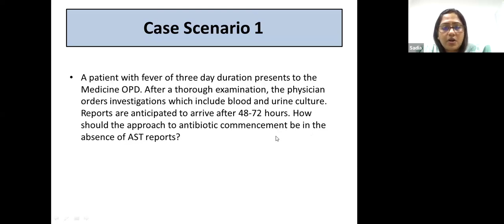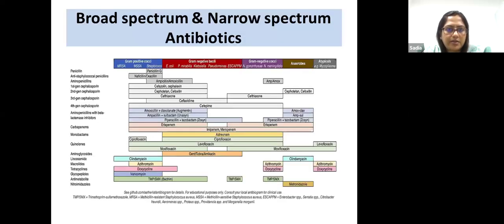So the question is, how should you approach antibiotic commencement in this patient when you do not have an AST report? This is a frequent scenario. Clinicians call you up, the clinical pharmacists who are rounding call us up and ask us how to go about this in the absence of any AST report. This is a common situation we see in our daily practice.